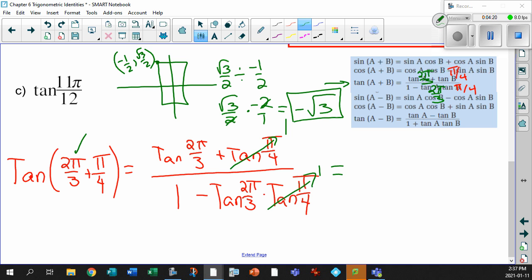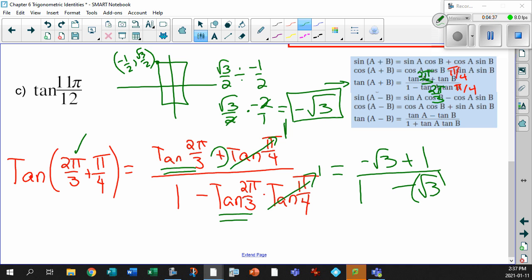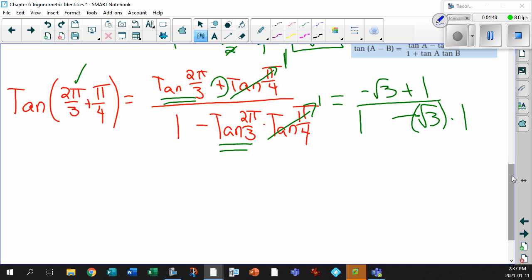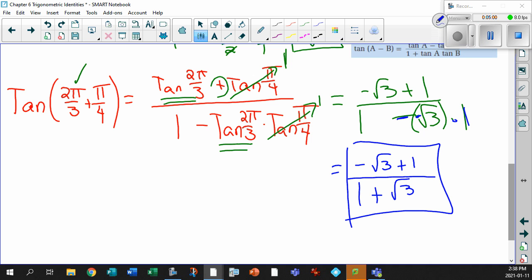So what do we have? This guy is now negative root 3 plus 1, over 1 minus, oh, look what you got here. That's so cool. That's 1 minus negative root 3 times 1. Oh my goodness, that's just too easy to figure out from that point on, isn't it? Yes, it is. So on top, I got minus root 3 plus 1 over 1, negative, negative makes it a positive, root 3 times 1. There's our answer. Yippee skippy, we are done.